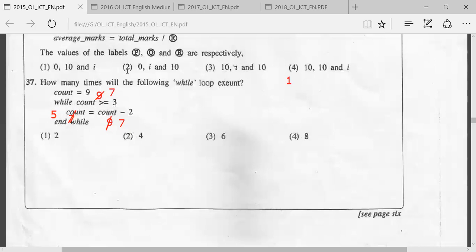It will go back here. Count will be 5. 5 greater than or equal 3, it is true. Count equal count minus 2. Count is 5. So 5 minus 2, which is 3. So third time the iteration happened. The 3 will go back here.